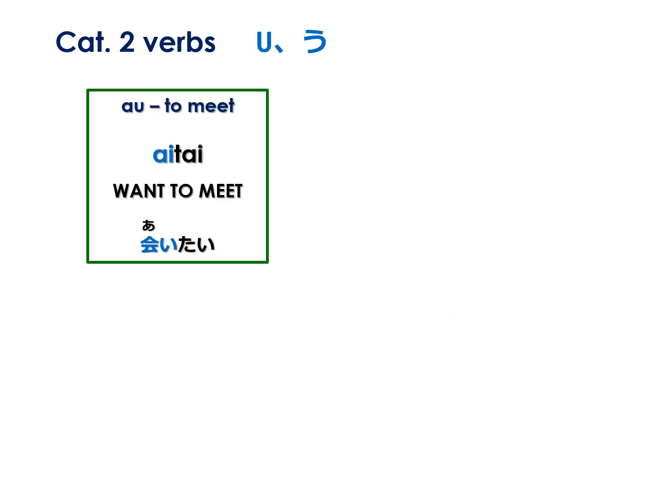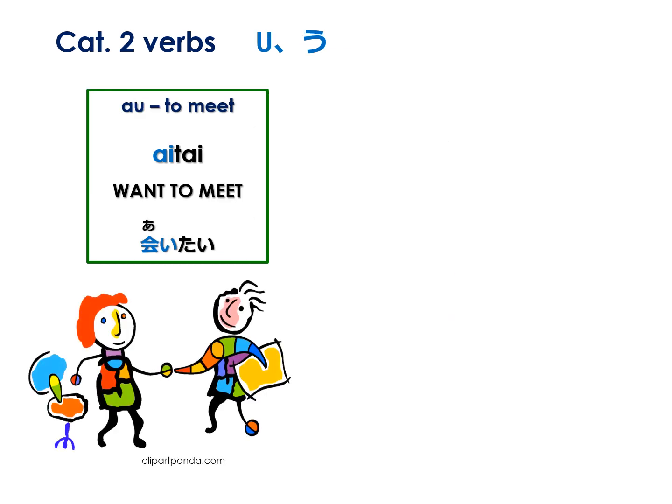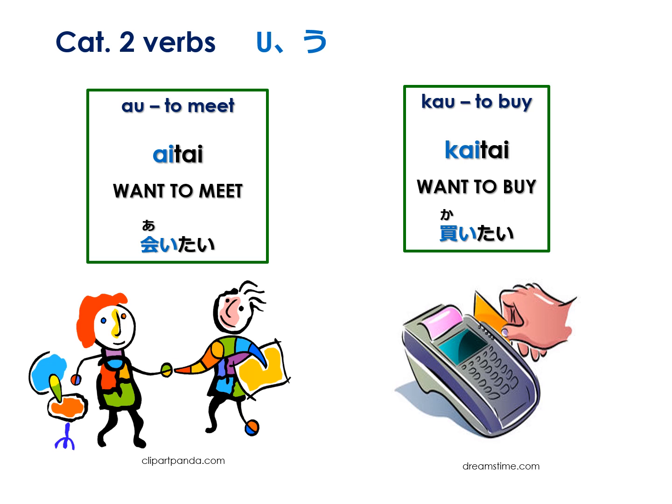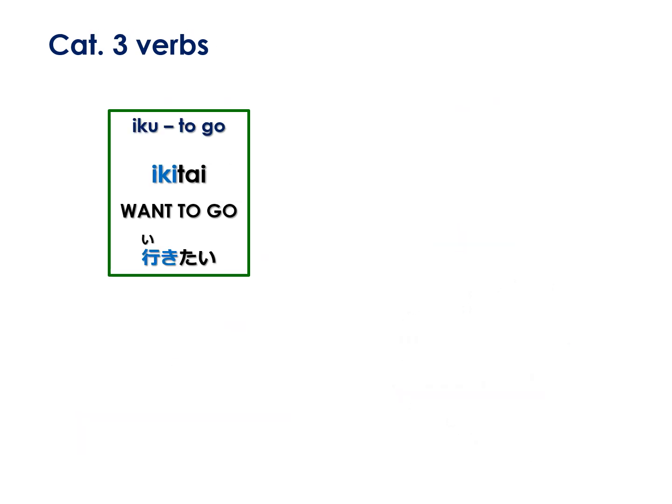会う means to meet, and 会いたい means want to meet. 君に会いたいです。I want to meet you. 買う means to buy, and 買いたい means want to buy. 車を買いたいです。I want to buy a car. And now the category 3 verbs.